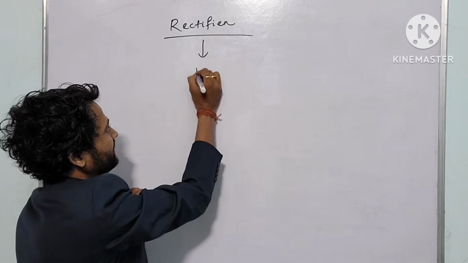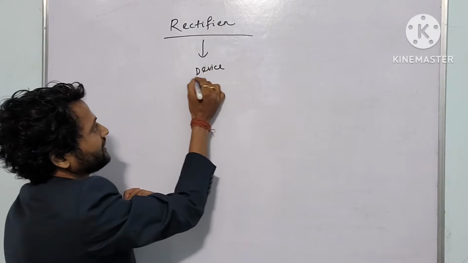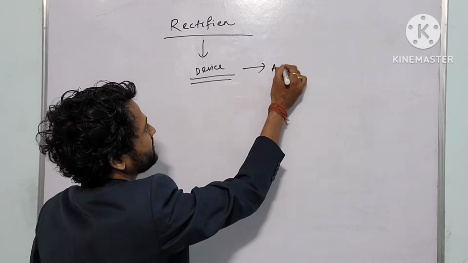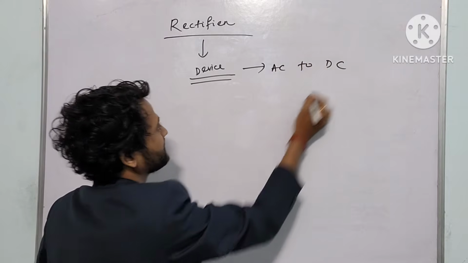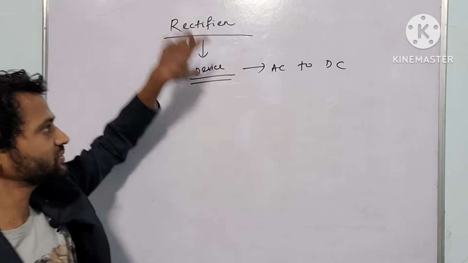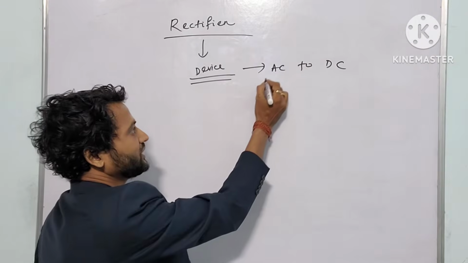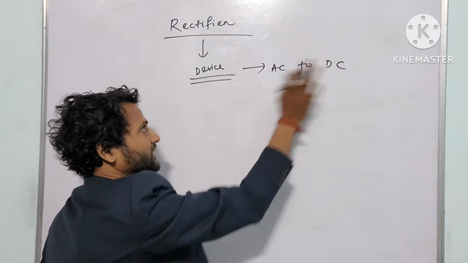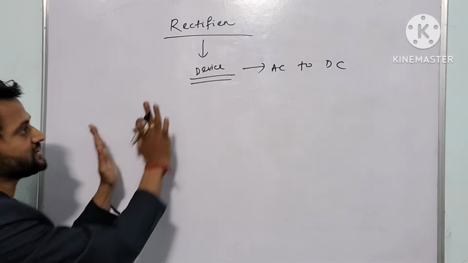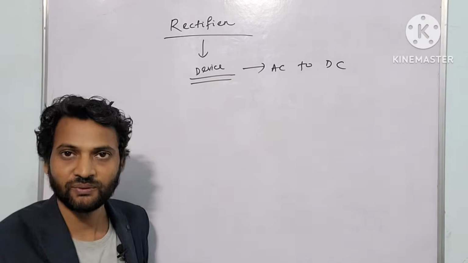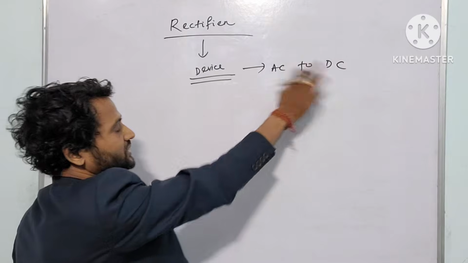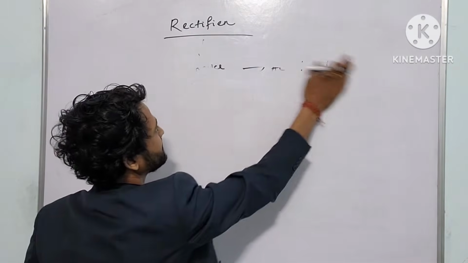Rectifier is a device. Remember, a rectifier is a device which converts AC to DC. That is the definition. A rectifier is an electronic device which converts AC to DC. Is it clear? So it converts alternating voltage to direct voltage, or AC to DC. Again, I repeat, a rectifier is a device which converts AC to DC. That is all about the definition.